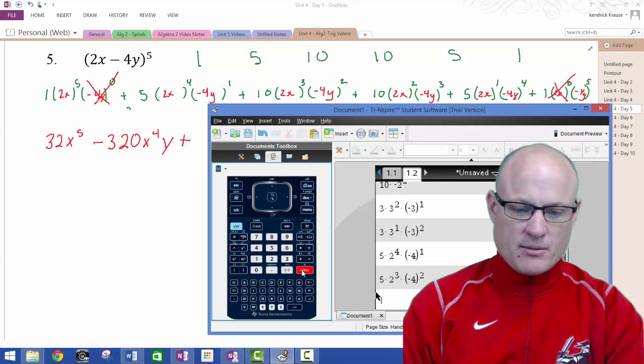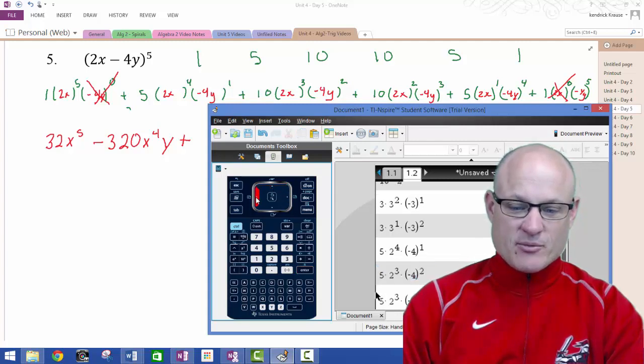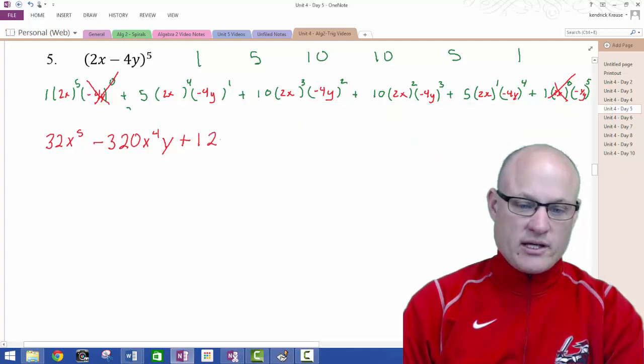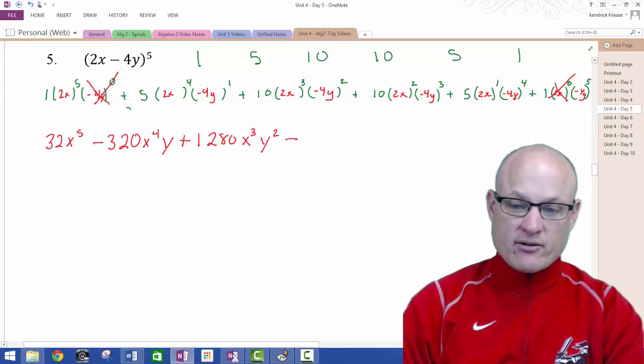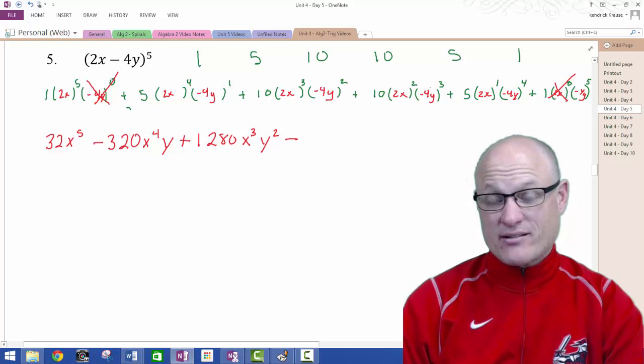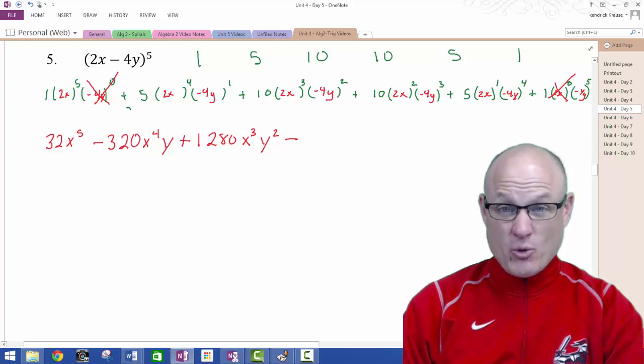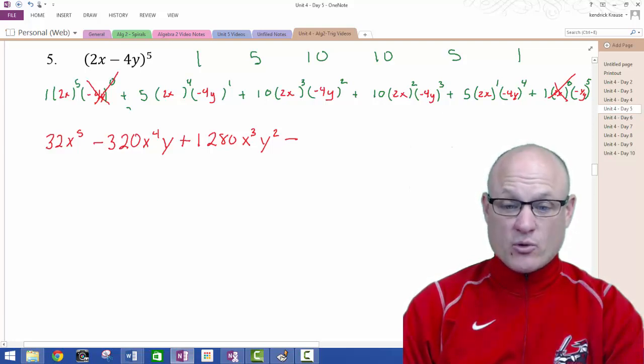That's my problem. The other thing you've got to do is change the number in front. I knew that wasn't right. The number in front should be a 10. So 10, 2 cubed, negative 4 to the 2nd power. Hit enter, you get 1280. Yeah, it should be 1280. Now, the x is coming down to 3, but the y is going up, squared. Next one's going to be negative. The reason being is I have a negative 4 raised to an odd exponent, and negatives raised to odd exponents are always negative.